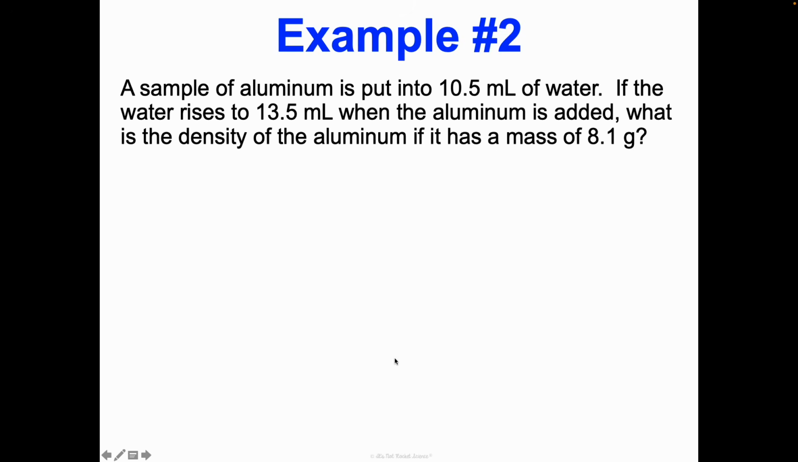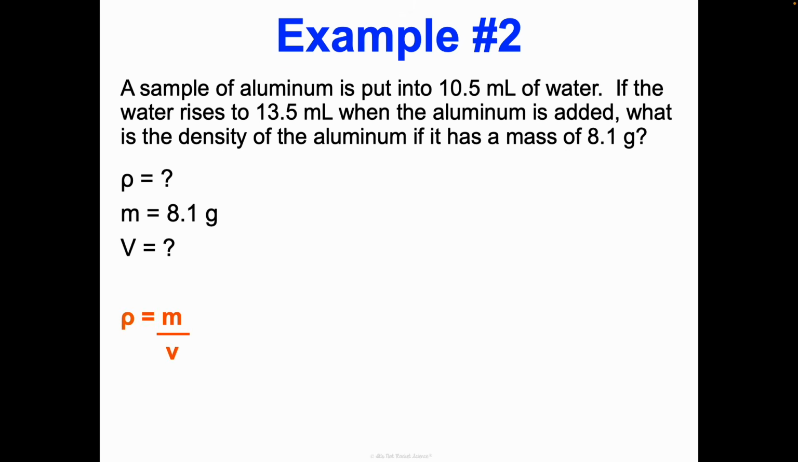Okay, let's do an example. So RADAR, let's read. A sample of aluminum is put into 10.5 milliliters of water. If the water rises to 13.5 milliliters when the aluminum is added, what is the density of the aluminum if it has a mass of 8.1 grams? Okay, analyze. What are we looking for? They're asking us for density. What do we know? We know the mass is 8.1 grams. We don't know the volume, okay, but we do have two different volumes here, so we can find the volume of just the aluminum.